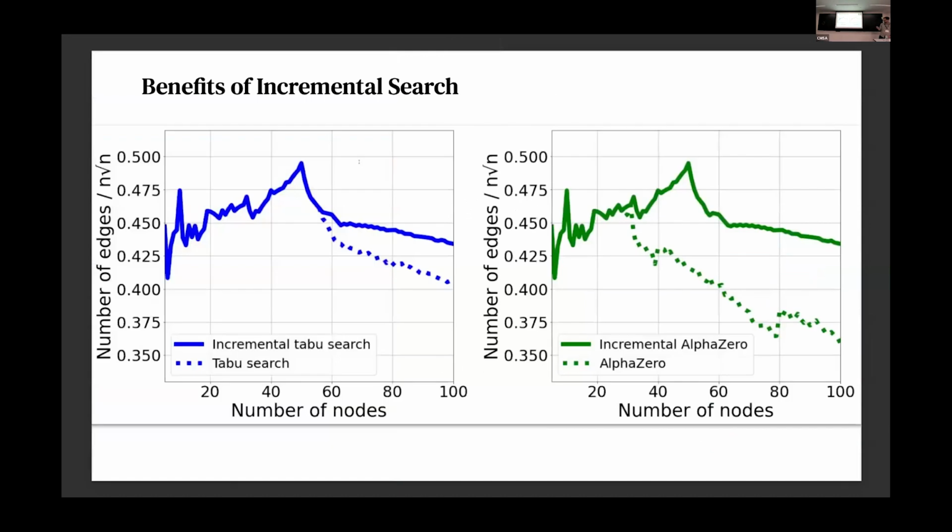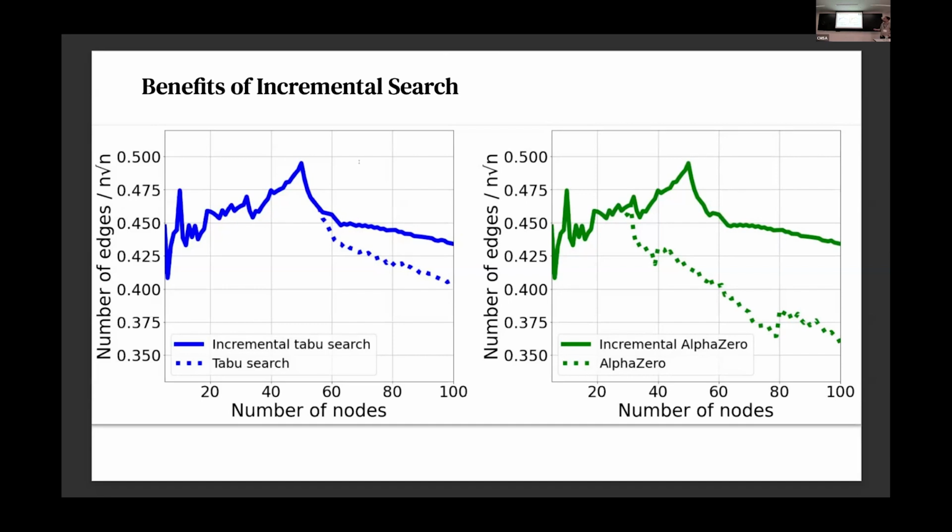So here are the results. What I want to emphasize is that we get very similar results with taboo search and with AlphaZero. That's in a way saying that the learning did not help much, but the curriculum or incremental idea helped significantly. Here in blue, you see the taboo search result. The dotted one is where you don't use the incremental curriculum, and the solid one is when you use the curriculum.